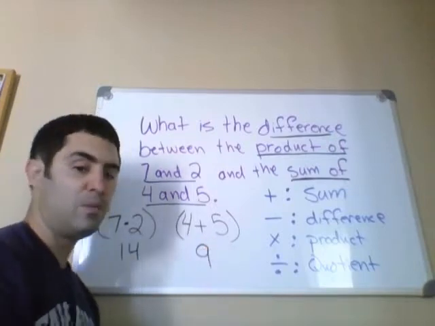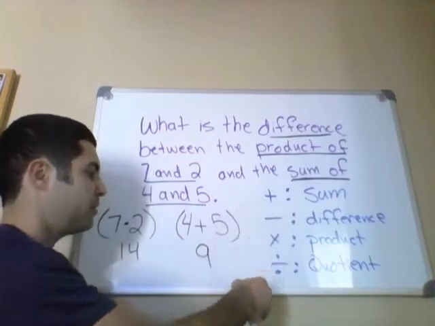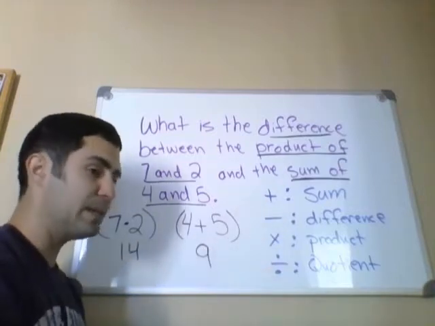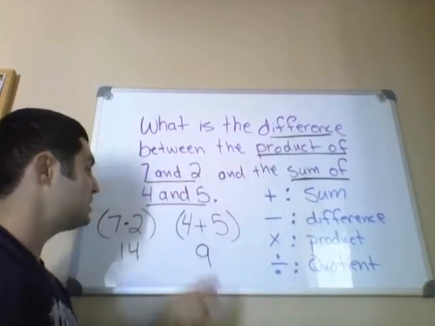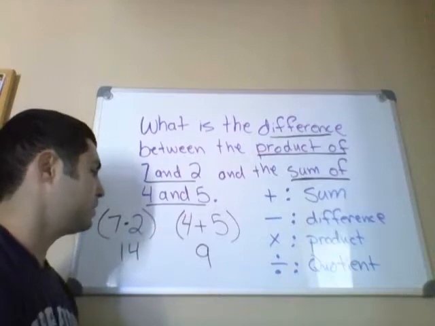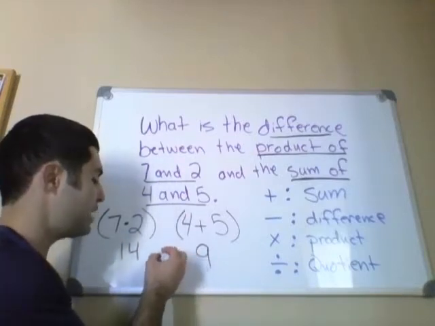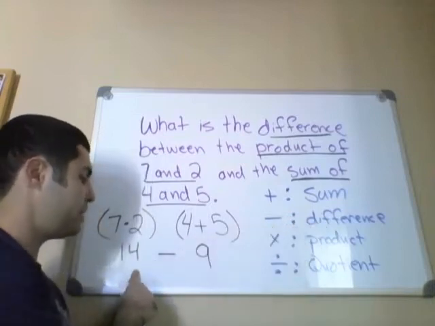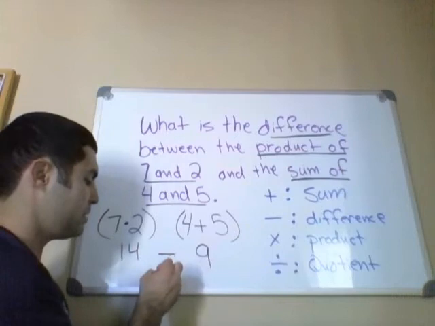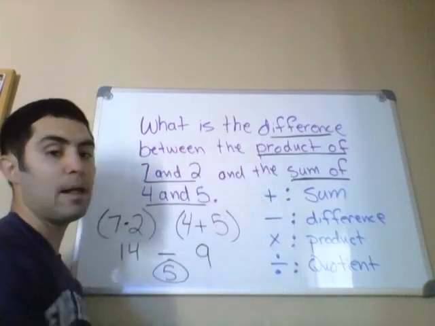We are not done yet. We have a 14 and 9. What do I need to do? Do I need to add them, subtract them, multiply, or divide? Well, remember back to the beginning of the problem. It says difference. What is the difference between these two numbers? They are different. How different are they? If you want to find the answer to that, you subtract. Because difference means subtract. So we have 14 minus 9, which is going to be 5. So the answer to this word problem is 5.